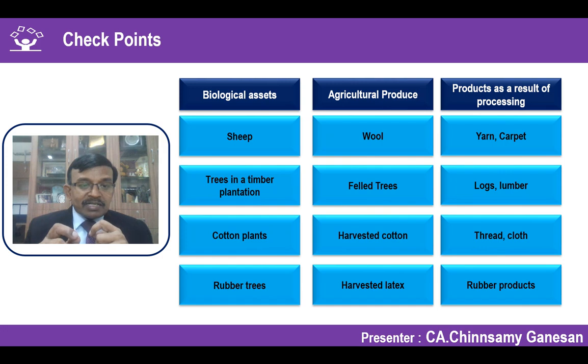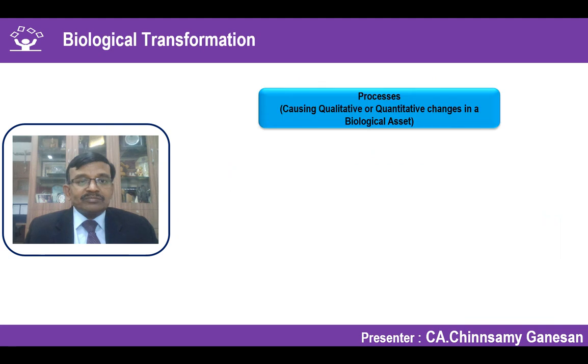When harvested, the fair value of the harvested agricultural produce has to be determined, and that becomes the deemed cost for the inventory. If it is processed further, that becomes the product that goes into inventory. That is the way in which you have to understand the implications of this particular standard.